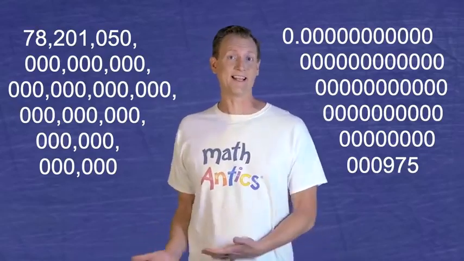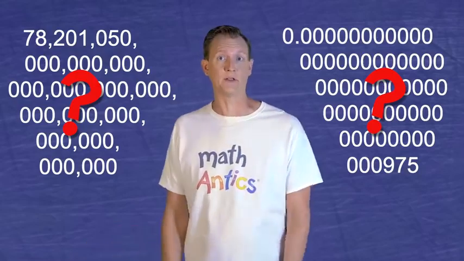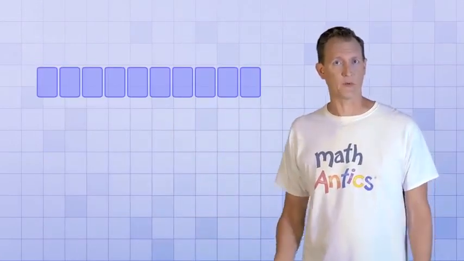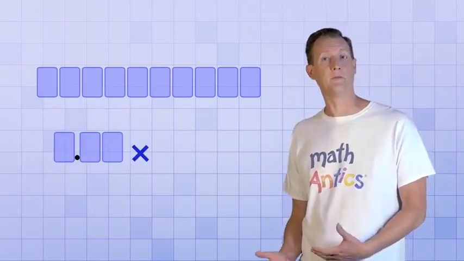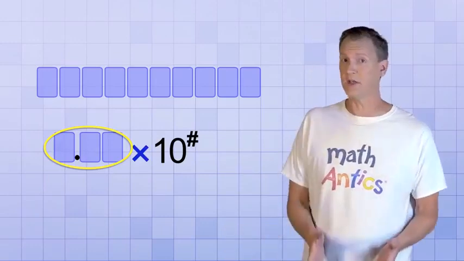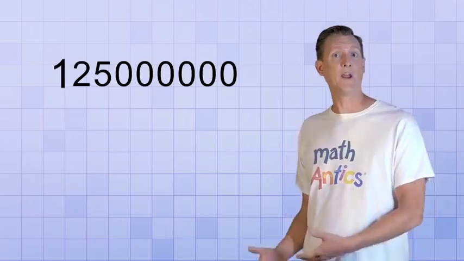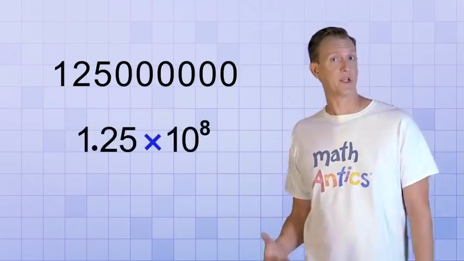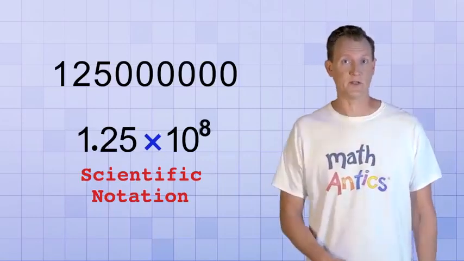At a glance, it's not easy to tell just how many number places there are in these really big or small numbers. And that's where scientific notation can really help us out. Instead of using a long sequence of decimal digits to represent numbers, scientific notation uses a shorter number multiplied by a power of 10. And it's always in that form, some number times 10 to the some exponent. Here's an example of a really long number, 125 million. And here's the equivalent number written in scientific notation, 1.25 times 10 to the 8th.